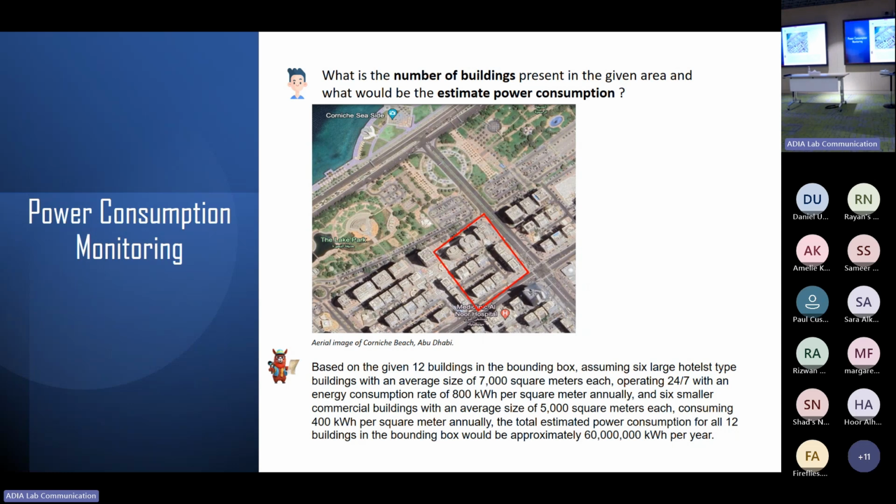For example, it has to first count the number of buildings, and then from its knowledge base it has to guess how many people can live in this area. Then it has to guess the power consumption per unit or per square meter and so on. And then it has to aggregate all this information and come up with an estimated value.